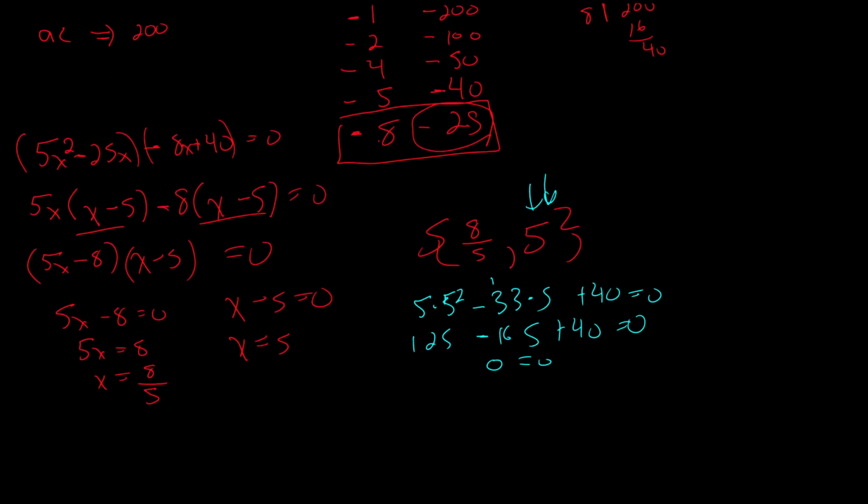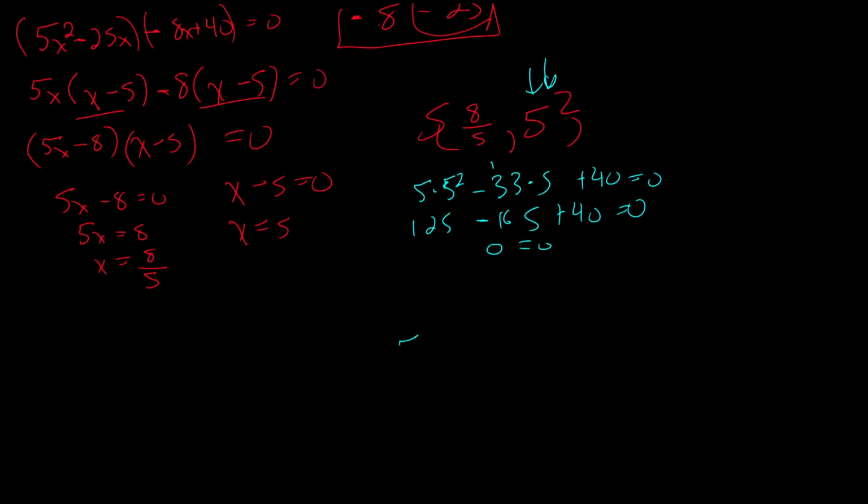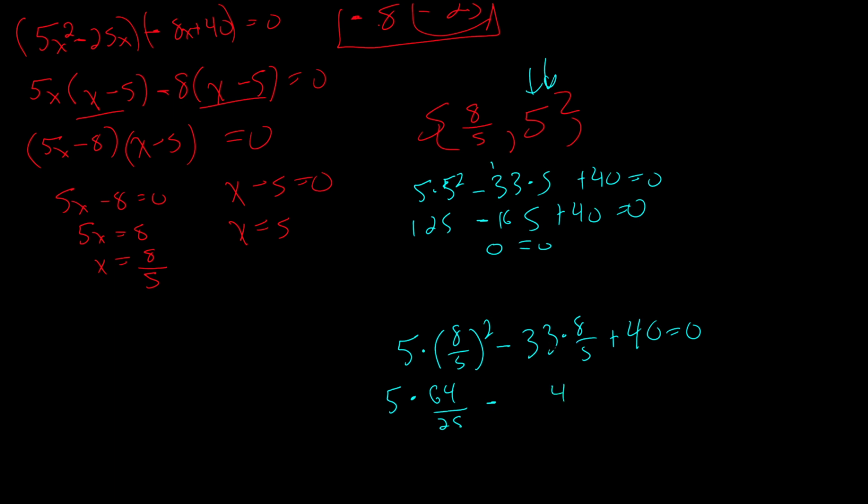Let's do the hard one now. All right, 5 times 8/5 squared minus 33 times 8/5 plus 40 equals 0. Oh, well, let's see. 5 times 64/25, right? Because that squared over that squared. Minus, well, let's see, that's 264/5 plus 40 equals 0.